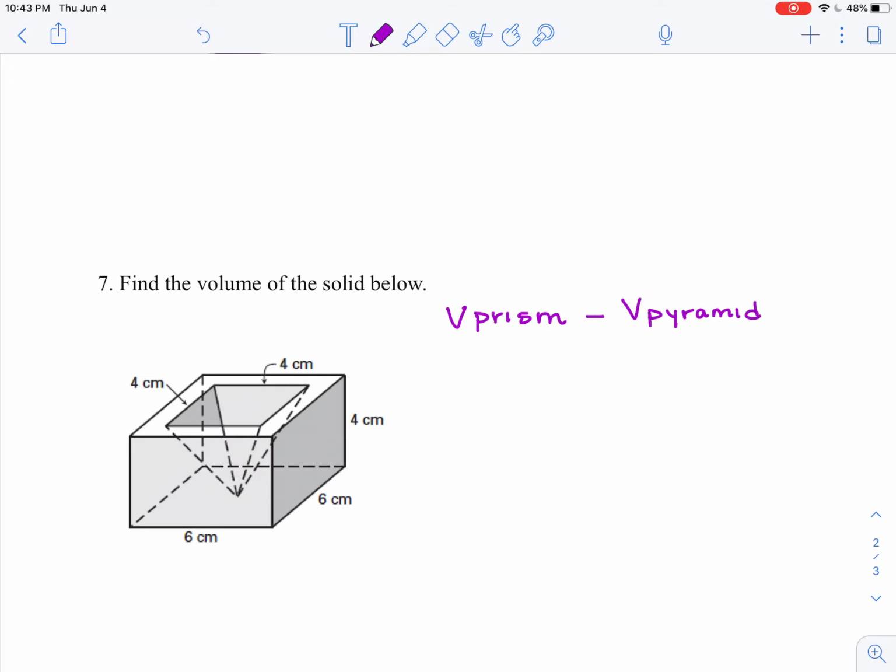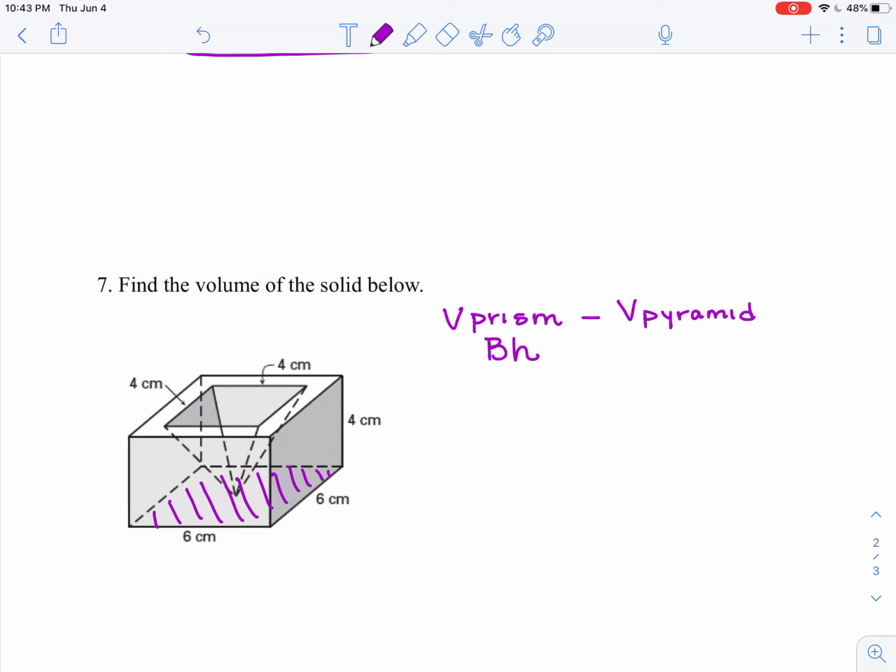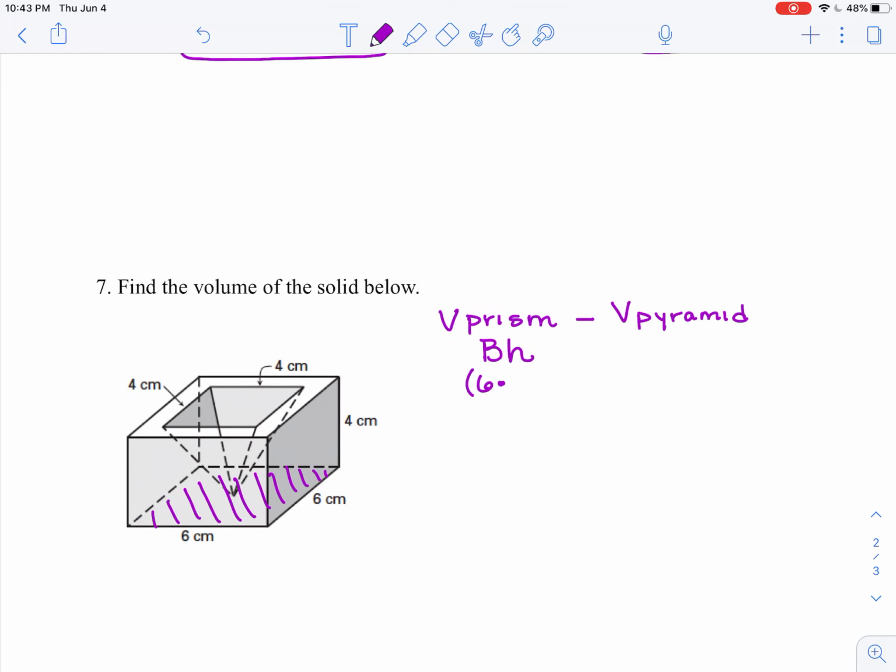Volume for a prism has the formula area of the base times the height. In this prism, let's say the base for this square prism is 6 by 6 centimeters. So area of the base, 6 times 6, times the height of the prism, 4 centimeters. So the prism has a volume of 144.